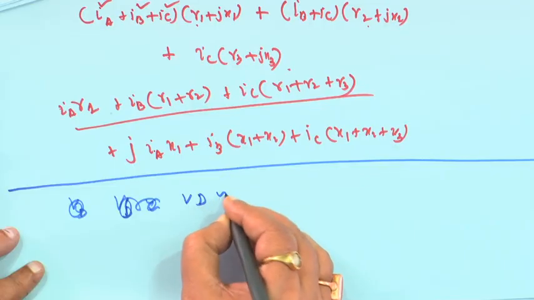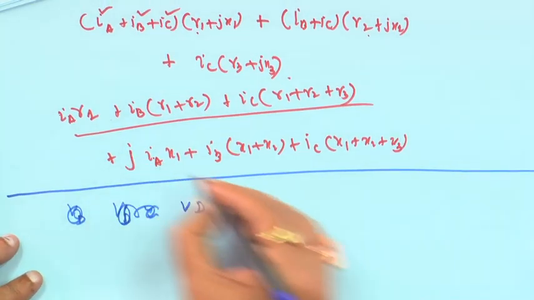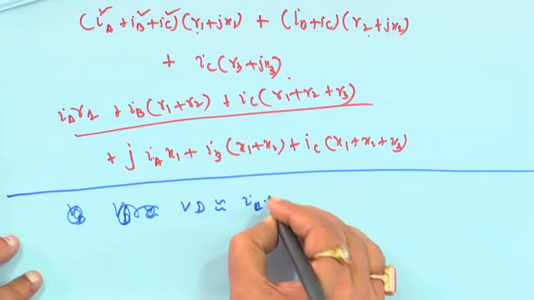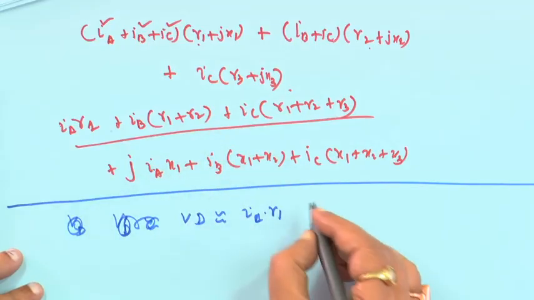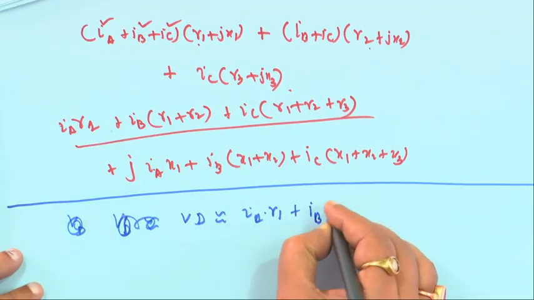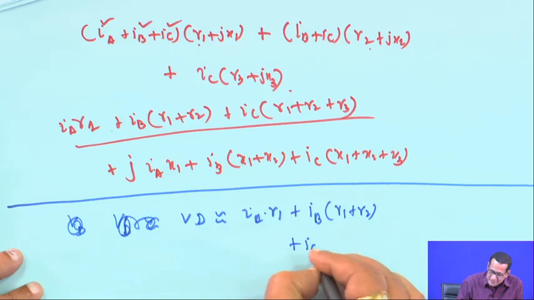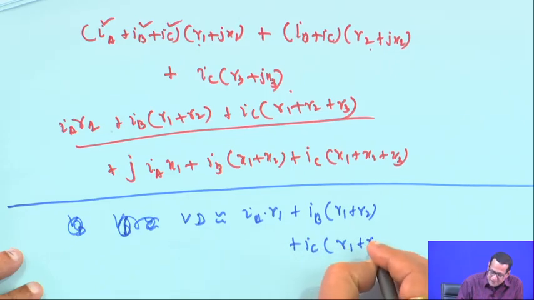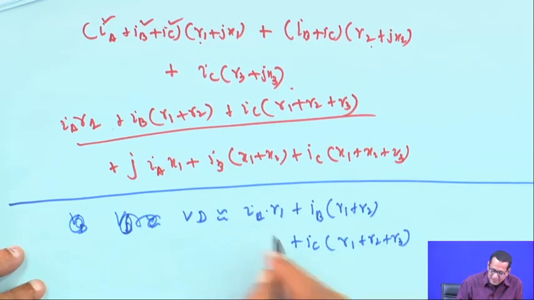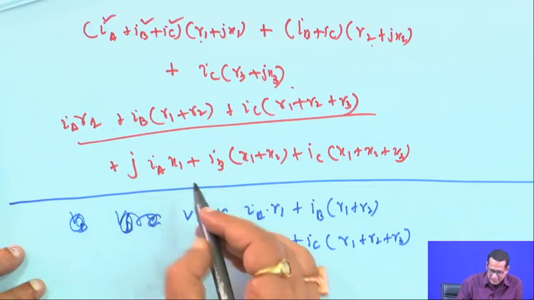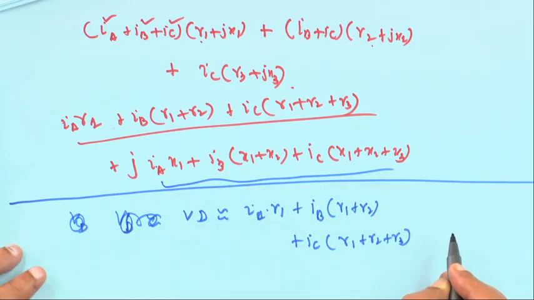So, that is why the voltage drop equation is actually approximate, right. Actually this is I A into R 1, only this term we are writing, plus I B into R 1 plus R 2 plus I C into R 1 plus R 2 plus R 3, right. But the other term, we have not considered here.